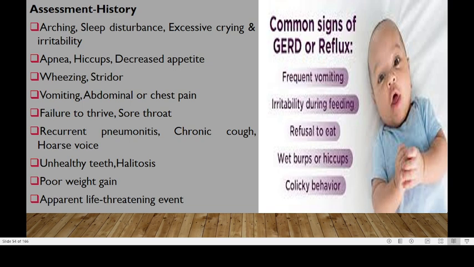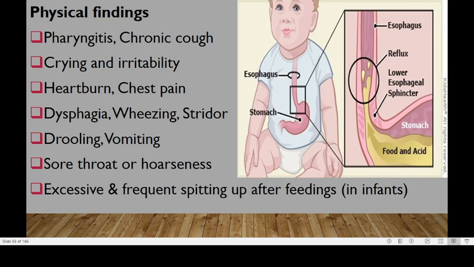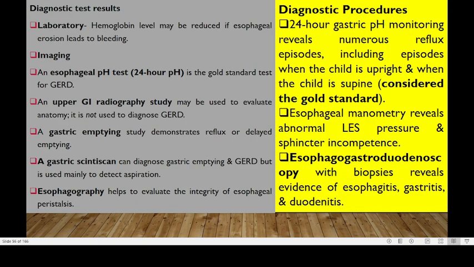In terms of assessment, we have common signs of gastroesophageal reflux like frequent vomiting, irritability during feeding, refusal to eat, wet burps, and colic behavior. Physical findings include pharyngitis, crying, irritability, dysphagia, and other conditions.